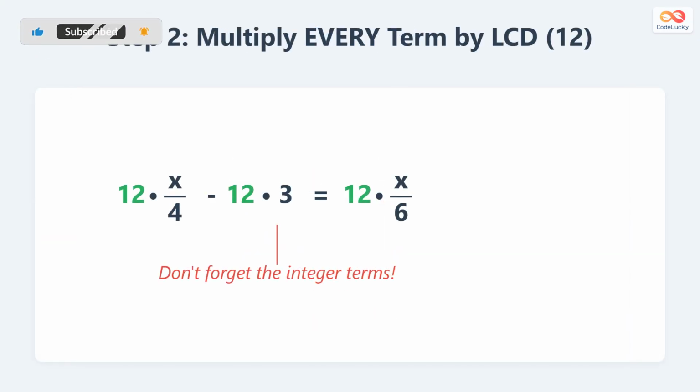Now for the magic step. We multiply every single term in the equation by 12. Notice that I said every term. Even the integer 3, which is not a fraction, must be multiplied by 12 to keep the equation balanced.